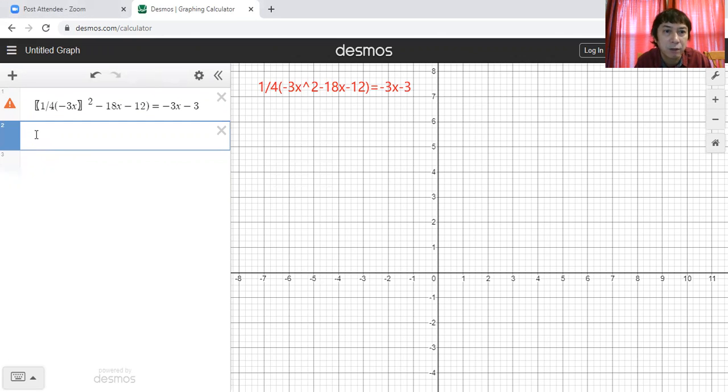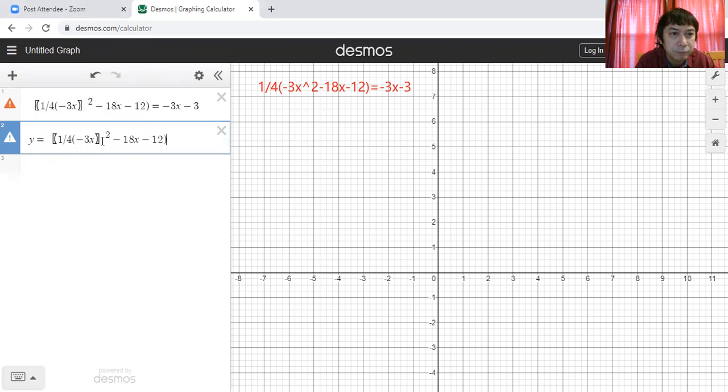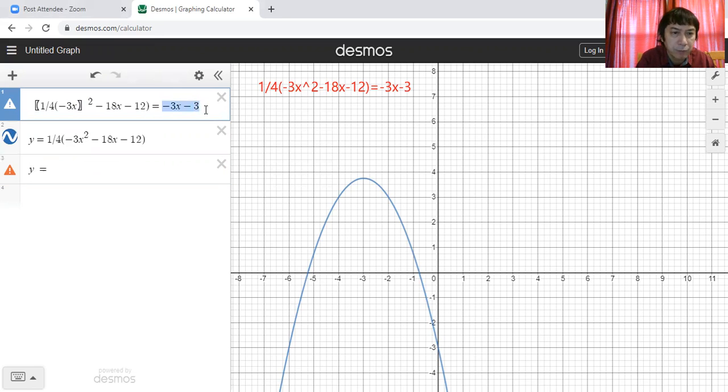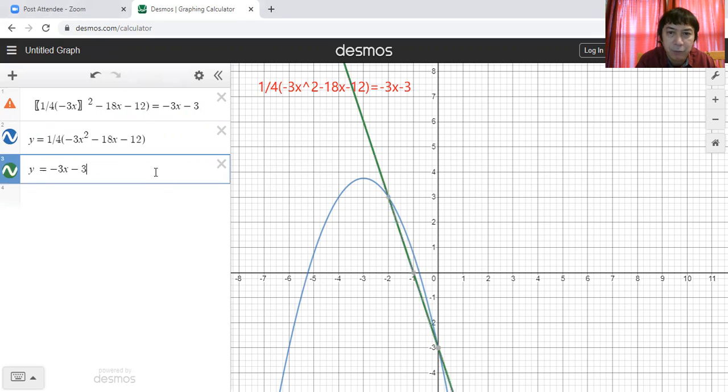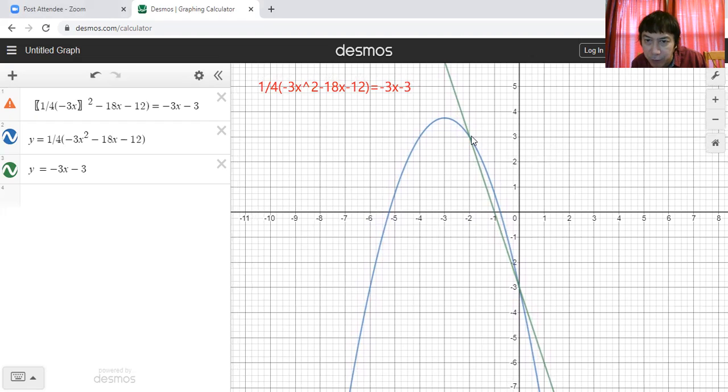We shall attempt to do the graphs by typing the equations at the fields at the left side of the graphing calculator. So y is equal to the left side. And then we have the next, y is equal to the right side. Here's our graph. And the intersections we can find at negative 2, 3, and another one on the y-axis at 0, negative 3.